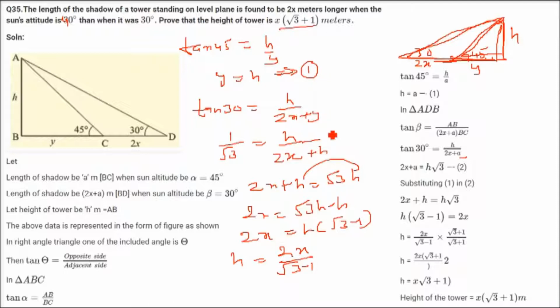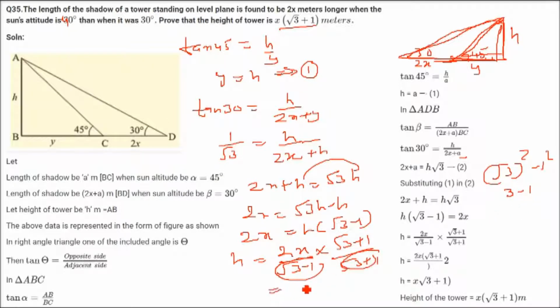Now we have to prove it like this. So we have to multiply the numerator and denominator by root 3 plus 1. So what do we get here? Root 3 minus 1 and root 3 plus 1 is root 3 whole square, a square minus b square. Root 3 whole square is 3, 3 minus 1 is 2. So we get for this 2. So 2x(root 3 plus 1) by 2. 2 gets cancelled. This is x(root 3 plus 1), and this is what was required, and this is the answer.